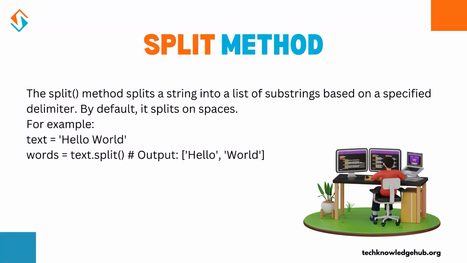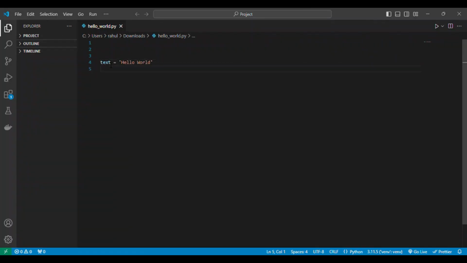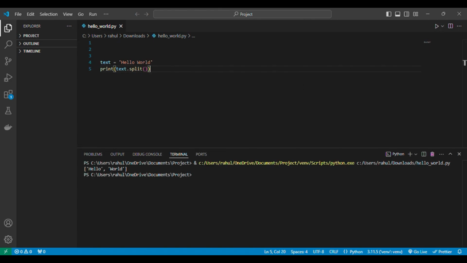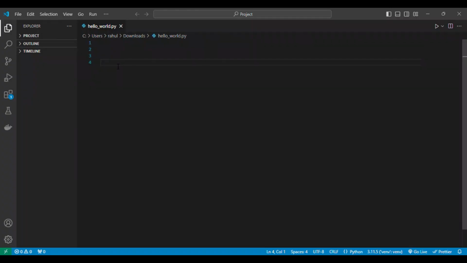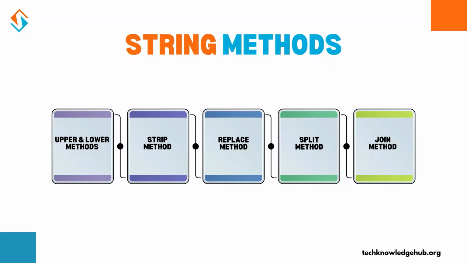Split method. The split method splits a string into a list of substrings based on a specified delimiter. By default, it splits on spaces. text equal to "hello world" and words equal to text.split(). Join method. The join method is the opposite of the split method. It joins elements of a list into a single string. words equal to a list of "hello" and "world" and sentence equal to " ".join(words), then print sentence. String methods are incredibly useful for cleaning, formatting, and transforming text data. Practice using these to get comfortable manipulating strings.